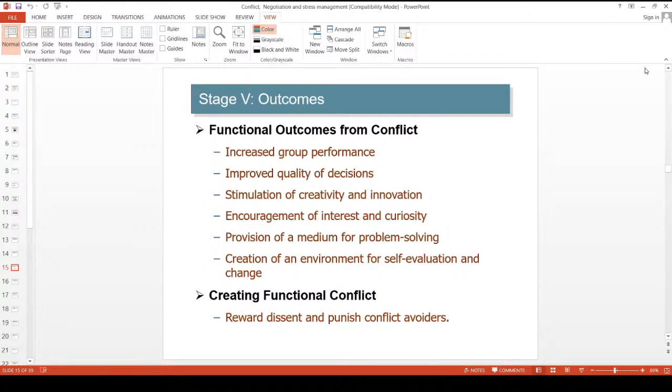Then comes the final stage, the outcomes of this conflict process. These outcomes, as we discussed earlier, may be functional, that is improving group performance, or dysfunctional, that is hindering group performance. Now what can be the functional outcomes from conflict? It may increase group performance, improve the quality of decisions, stimulate creativity and innovation, encourage the interest and curiosity of the different conflicting parties, provide a medium for problem solving, and create an environment for self-evaluation and change. These are the desirable outcomes which most managers look for from the conflict process.